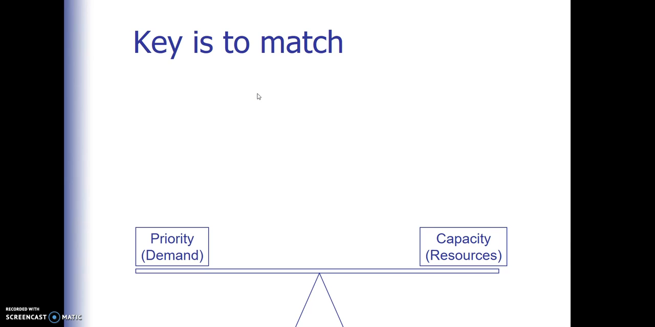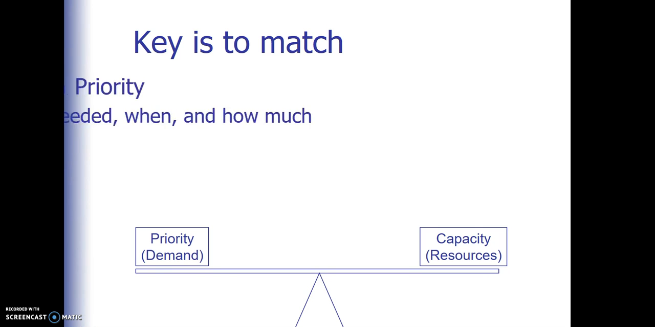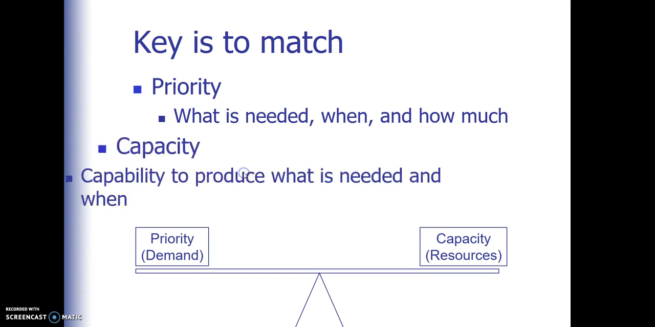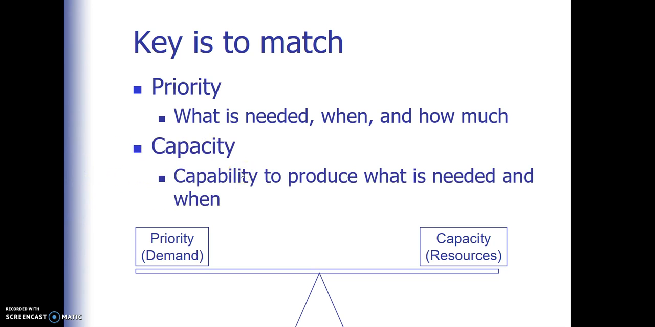Well, the key is to match. Match what? The priority demand to the capacity resources. When you think about priority, we're talking about what is needed material-wise, when, how much, what labor force. And we're also going to think about the capacity. Do we have that capability to produce what is needed when it's needed?